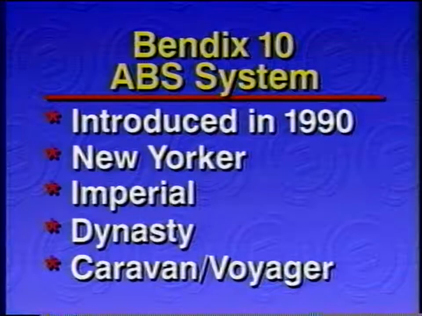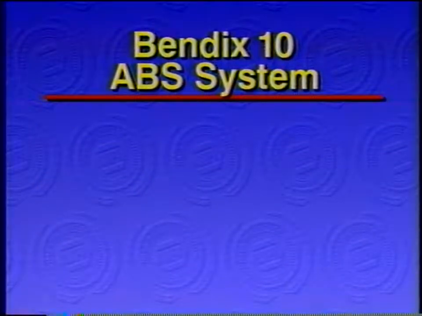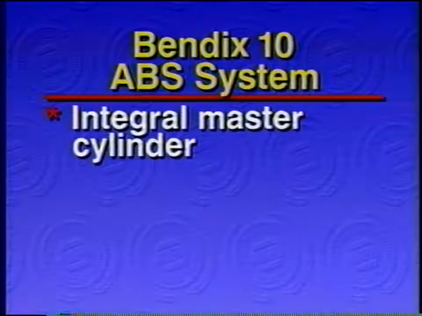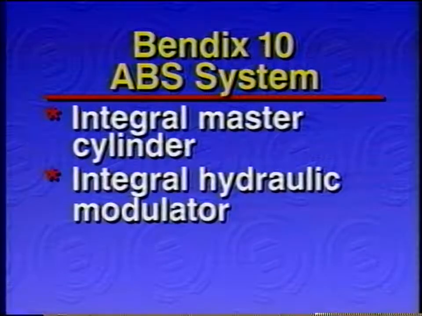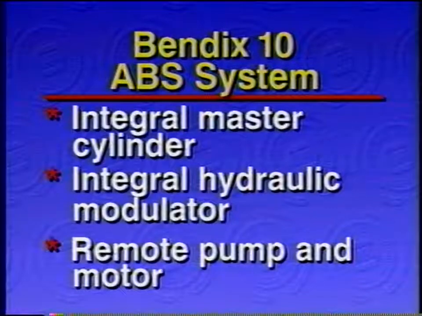In this segment, we'll look at the Bendix 10 ABS system that was introduced in 1990 on the Chrysler New Yorker, Imperial, and Dodge Dynasty models, and the 91 Dodge Caravan and Plymouth Voyager minivans. Now, like the Jeep system we've previously covered, Bendix 10 also uses an integral master cylinder and hydraulic modulator assembly with a remote pump and motor for power assist and anti-lock braking.